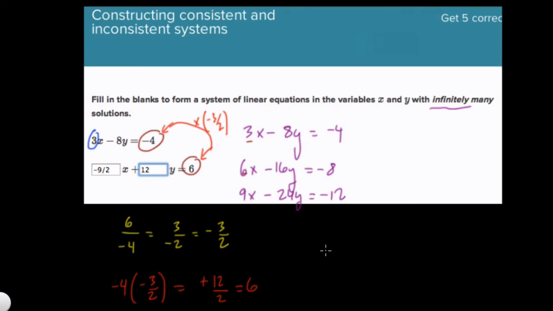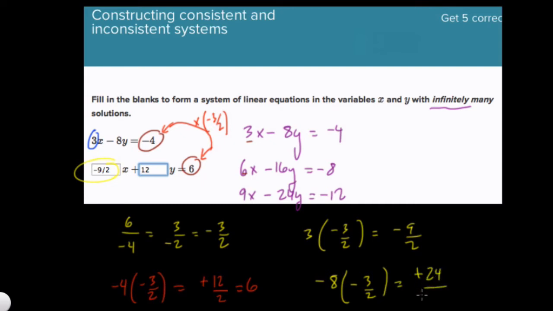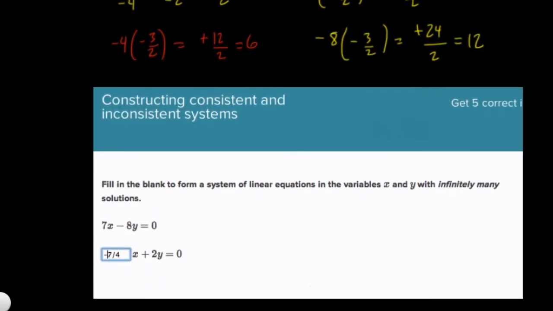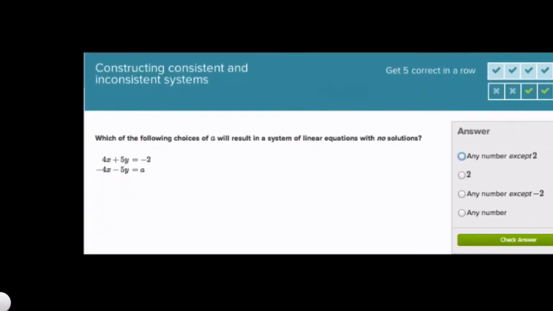So we take 3, we have 3 times negative 3 halves, same scale factor, we get negative 9 over 2 when I type that number in here. Then we have negative 8y, so negative 8 times negative 3 halves equals positive 24 over 2. 8 times 3 is 24. It's 2 negatives multiplied to a positive, and that's just 12. That number goes here, and I have two equations with infinitely many solutions because one is a scaled up version of the other. The same thing is true here.